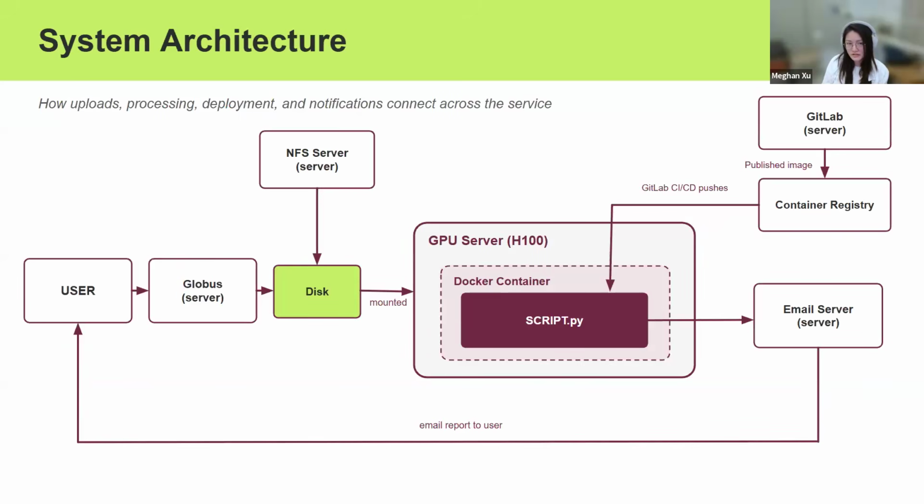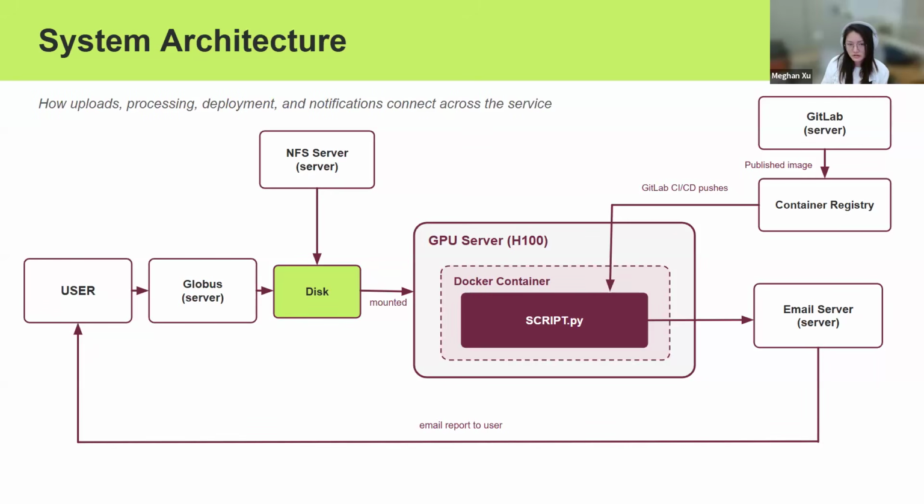So this is how everything fits together, and I'll walk through it from left to right. It starts with the user uploading audio or video files through the Globus web interface. Globus is a secure file transfer endpoint, so users don't need direct access to the GPU server or the container. The uploaded file lands on the shared disk, which is backed by an NFS server. This disk is then mounted directly into the Docker container, so the transcription script can read and write files without having to manage storage itself.